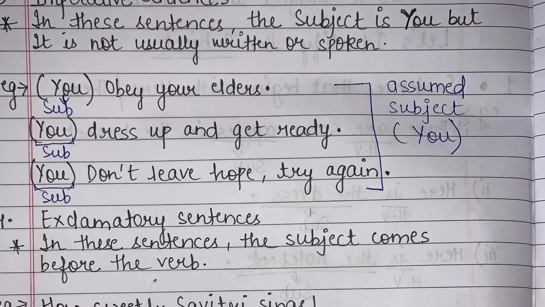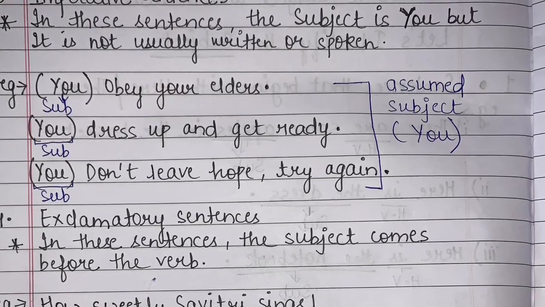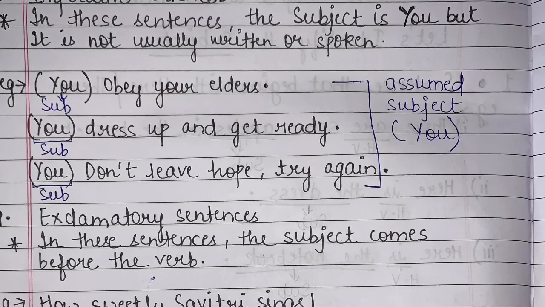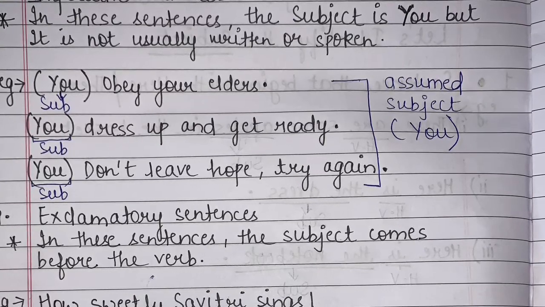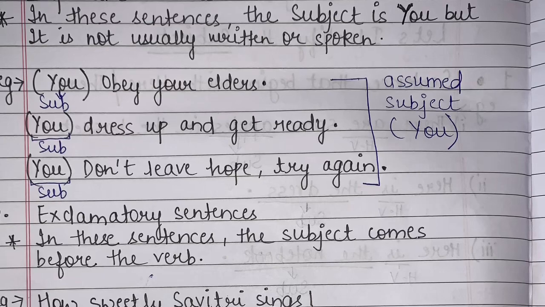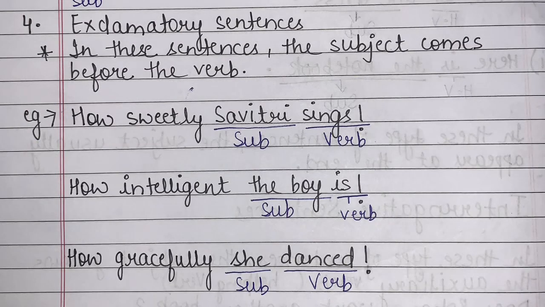Now let's move to the last sentence type. The last type is exclamatory sentences. So let's see what exclamatory sentences are and how to find out the subject in these types of sentences. Students, I hope you all remember what exclamatory sentences are. Exclamatory sentences are those sentences which are used to show emotions and feelings, right? Whenever you are angry, happy, sad, or excited, at that time we use exclamatory sentences.